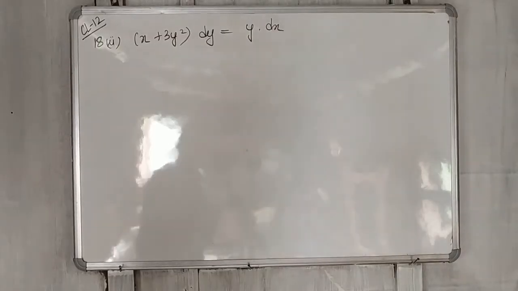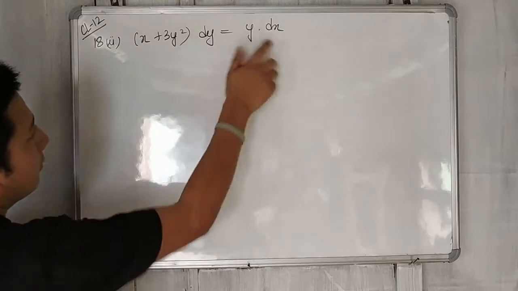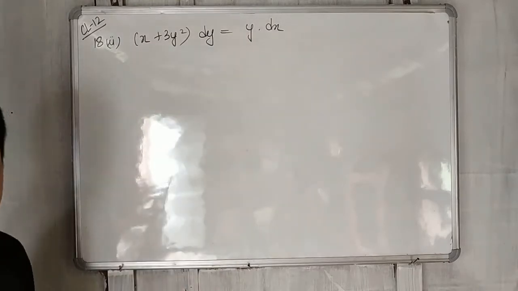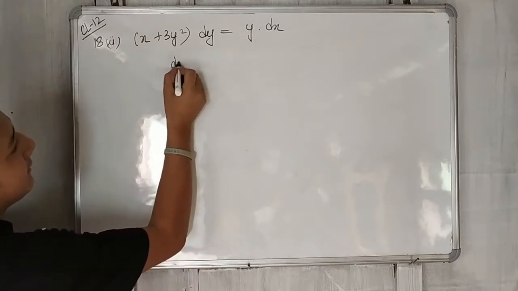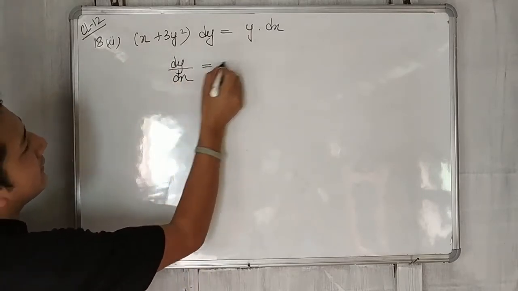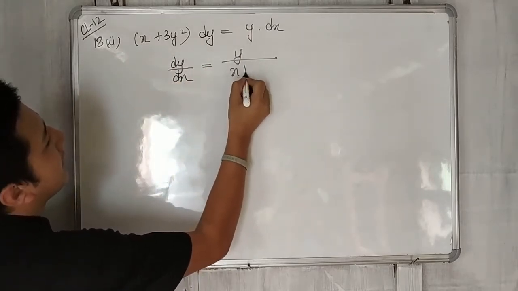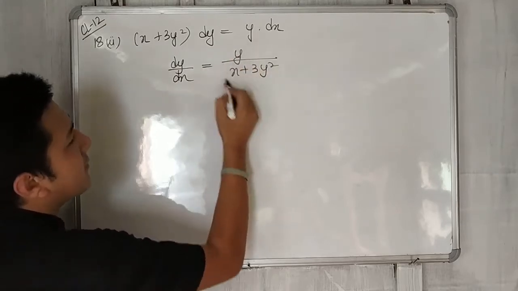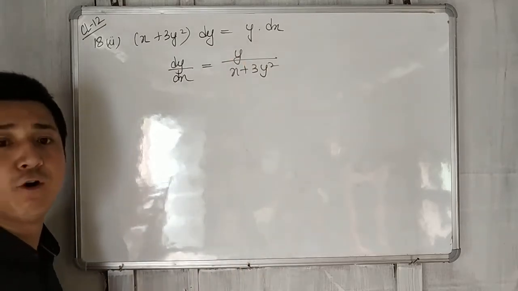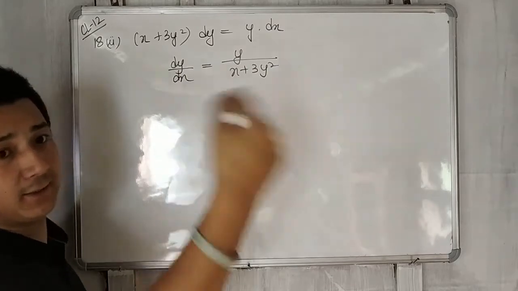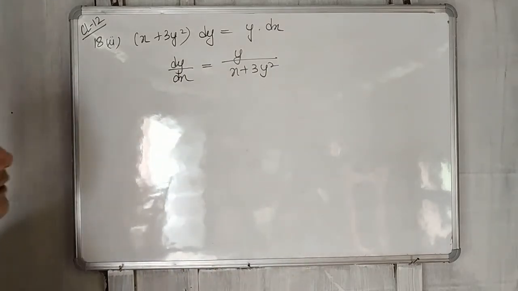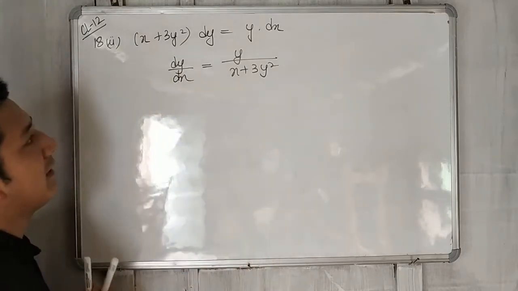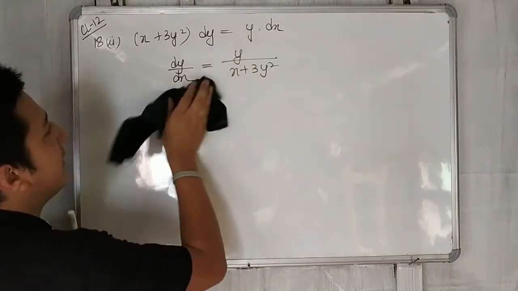Alright, even if you see question number 18 part 2, things are going to be same, like I said in part 1. Because if I find the value for dy by dx, then I'll get y by x plus 3y square, and this will be difficult for me to make in the form of dy by dx plus py equals to q. So instead of finding the value for dy by dx, what will I do is I'll find the value for dx by dy.